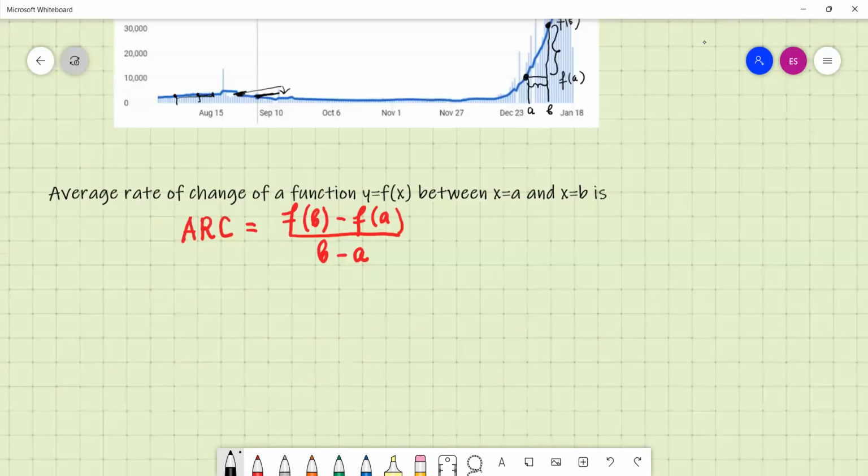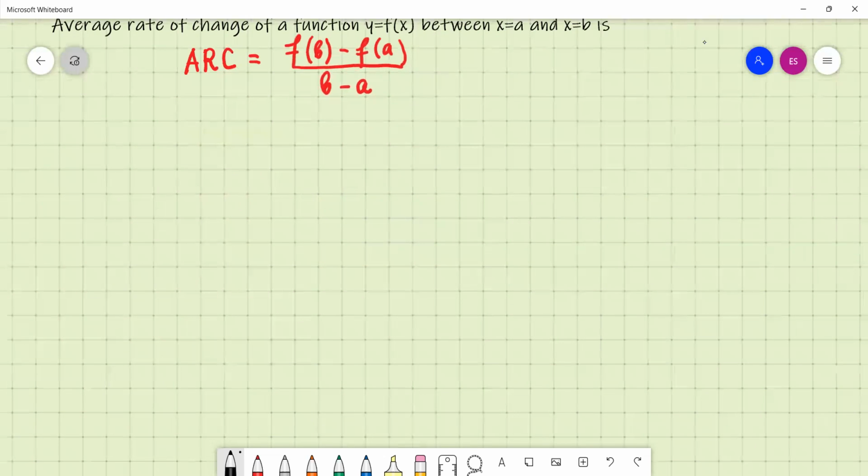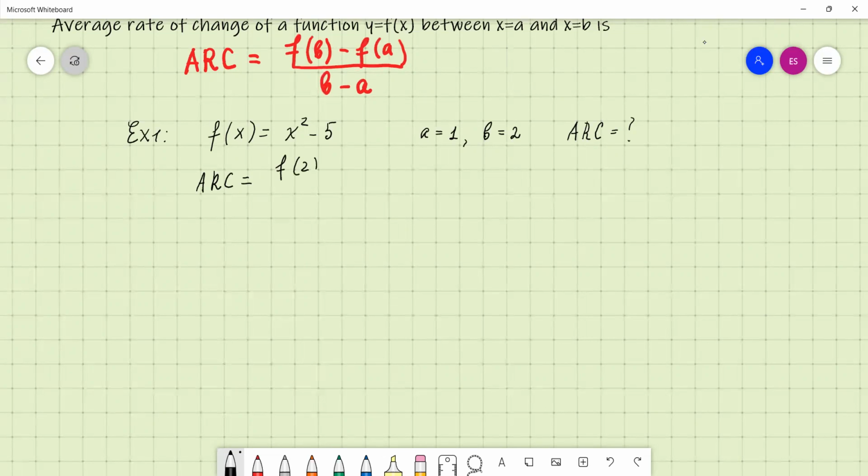Let's move from actual graphs to something more mathematical. I'm going to show you how to calculate rate of change for a real function. Example number 1: f of x equals x squared minus 5. And somebody gives me a equals 1, b equals 2, and asks, what is the average rate of change on the interval from 1 to 2? According to the formula, average rate of change is going to equal f of 2, which is b, minus f of 1, which is a, over 2 minus 1.